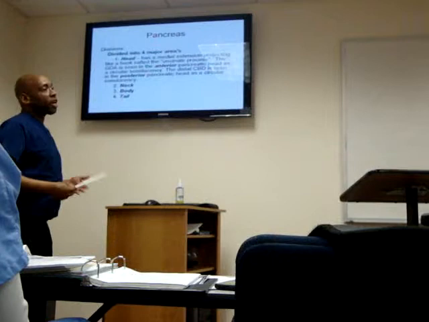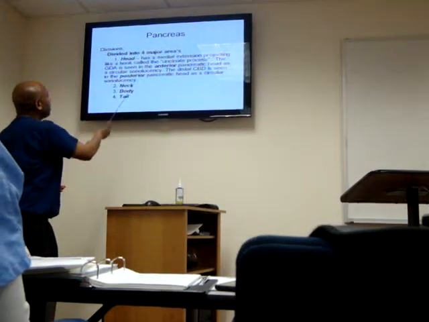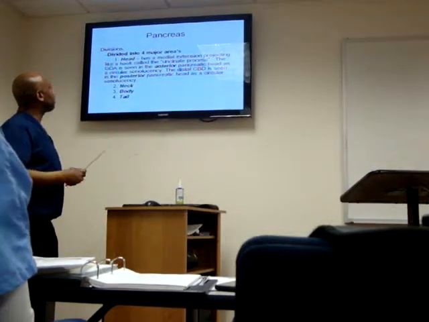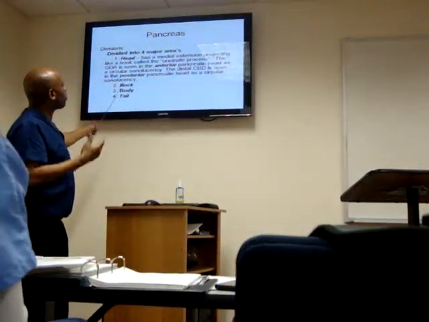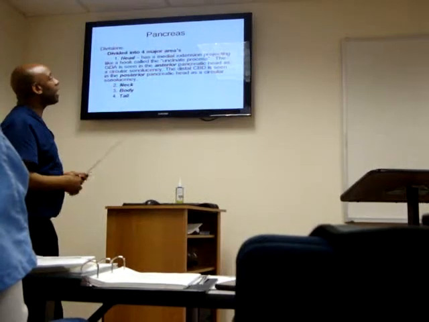The slides say four major areas. Some would say combine neck and head as one area. So head and neck considered one area, body, and tail.